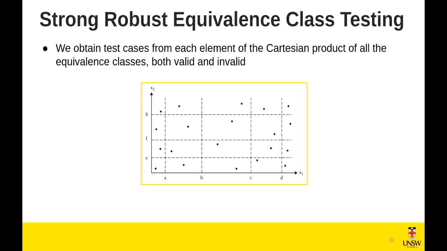So this is what we will have in the end. Basically 1 dot per region for this strong, robust equivalence class testing. This is an illustration for a function with 2 input variables. Imagine if there are 3 inputs, we will have a 3D graph or a 3D figure here. If we have 4, we will have a higher dimension.